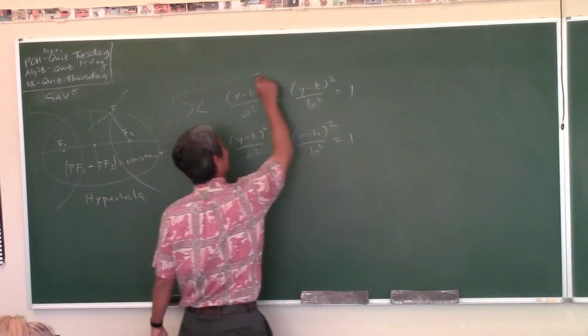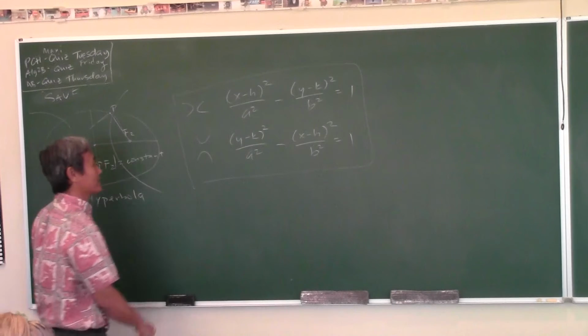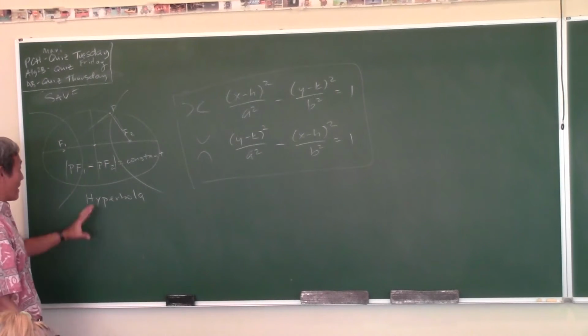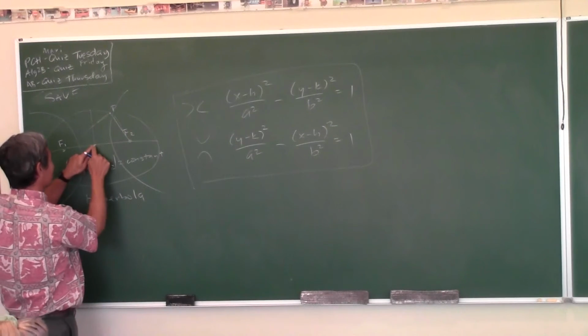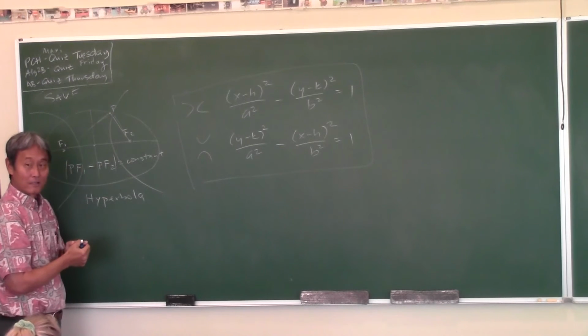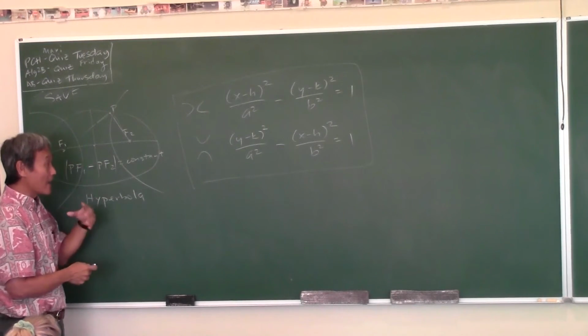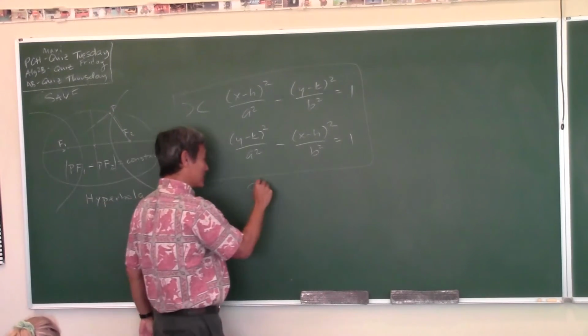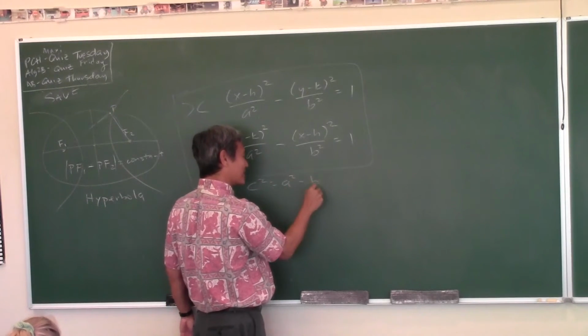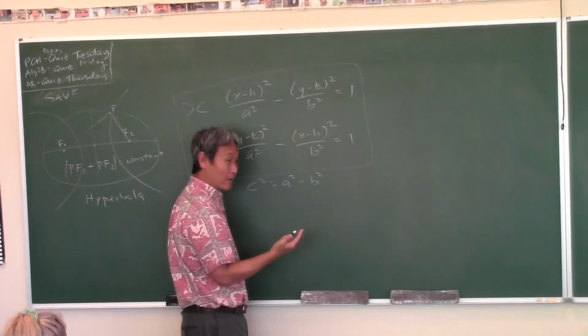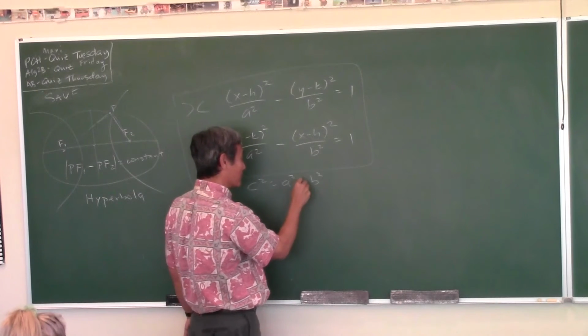So here, I'll box this. These are the equations that you got to know. Now remember, in an ellipse, C was the distance from the center to the focus, right? Same thing for the hyperbola, except in the ellipse, it was C squared equals A squared minus B squared, right? But for the hyperbola, C squared equals A squared plus B squared.